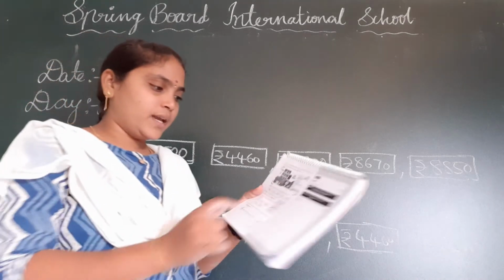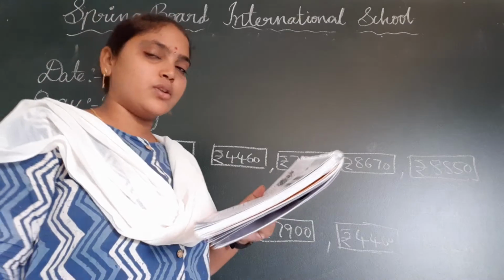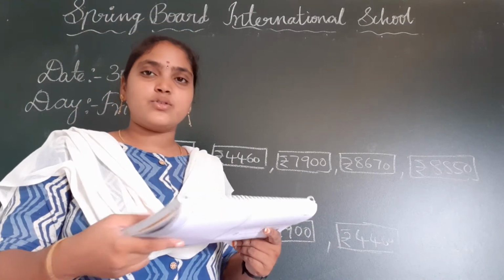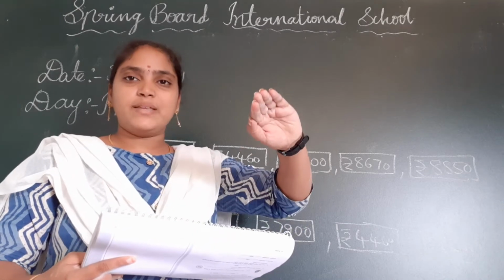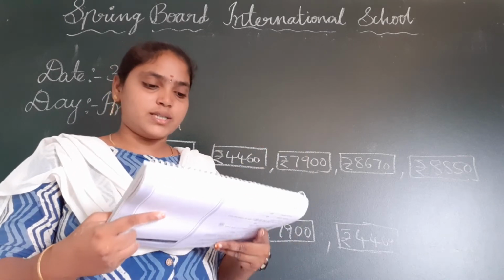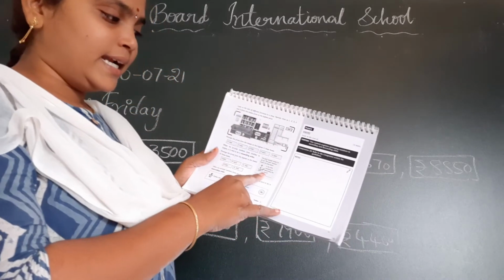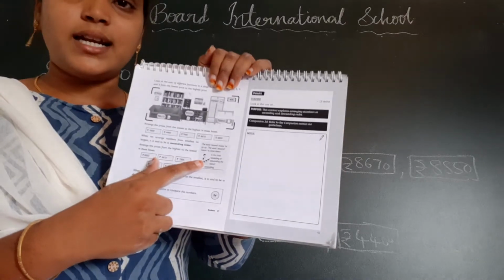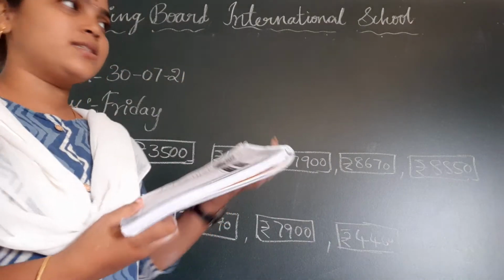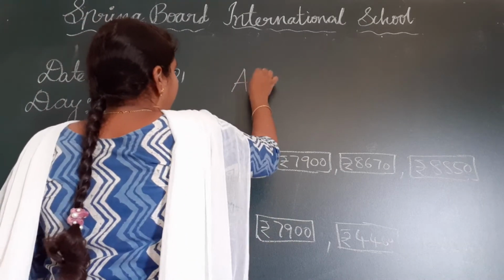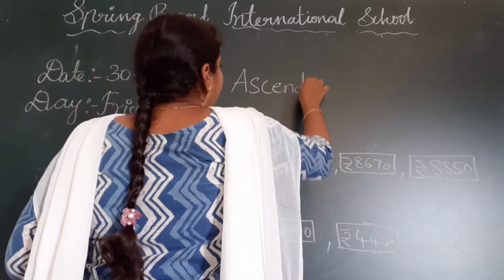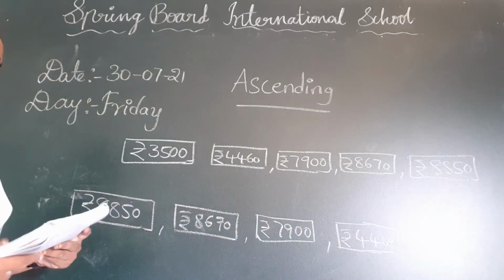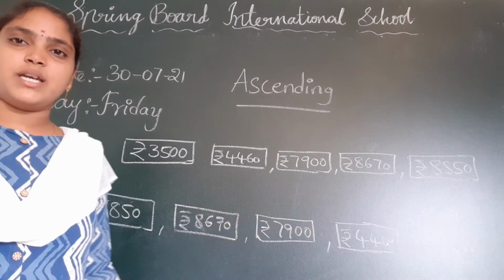Next, here is given the word ascend means go up. The word ascend means go up and the word descend means come down. Go up means ascending and come down means descending. So is this child ascending or descending the stairs, children? He is ascending the steps. So write ascending, A-S-C-E-N-D-I-N-G.